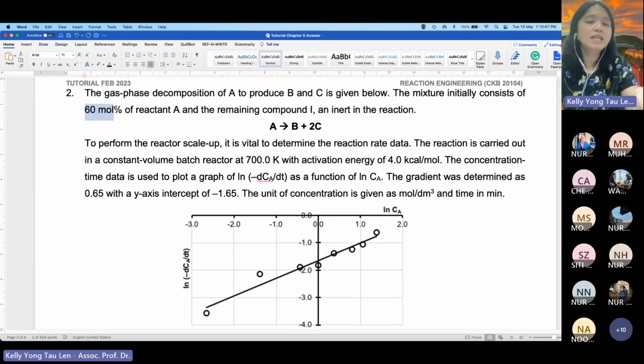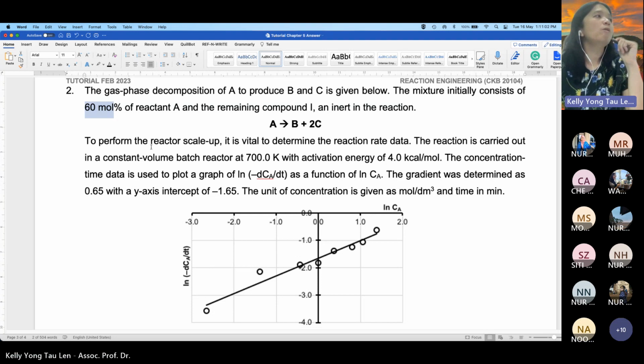Tak semestinya, kecuali kalau dia kata pure A. Unless they say pure A, then you have to find out berapa sebenarnya YA0. Kalau dia cakap pure A, baru kamu boleh assume YA0 is 1. Okay, so dia kata, to perform the reactor scale up, it's vital to determine the reaction rate data. The reaction is carried out in a constant volume batch reactor at 700 Kelvin.